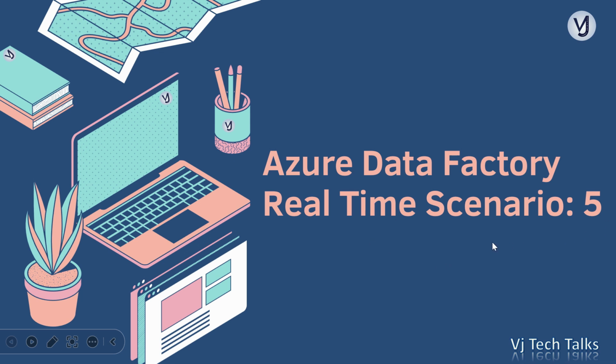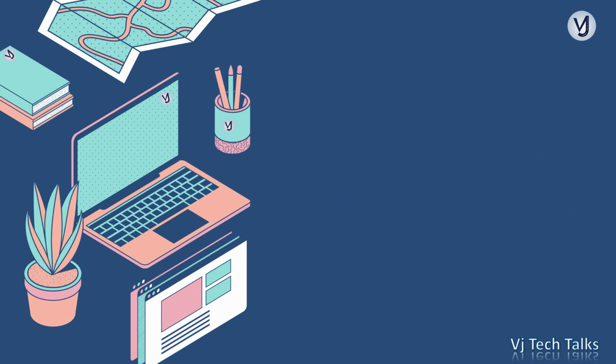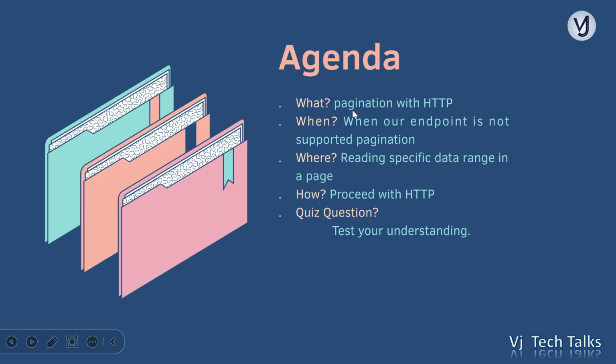ADF scenario 5, we will implement JSON pagination with HTTP. This is when we'll go with pagination. Pagination is nothing but, suppose we have a JSON file that has millions of records. I just want to read the data in chunks, such as 30 records at one time and then the next set. We call it pagination.